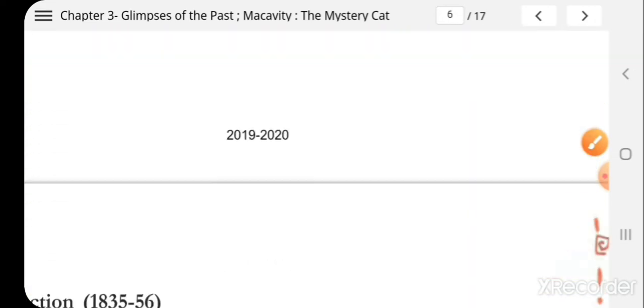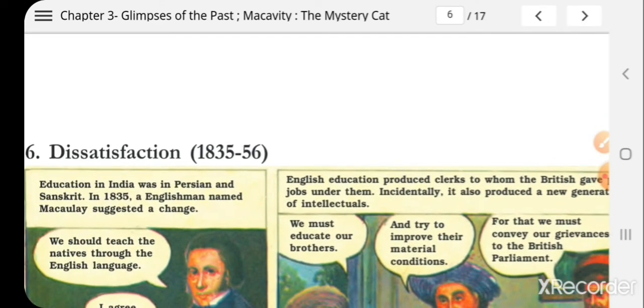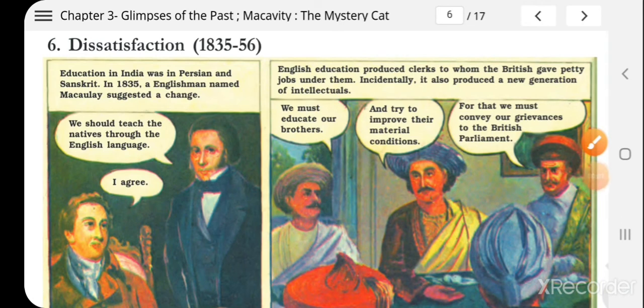आगे देखते हैं. Now it is sixth topic. Now sixth topic, that is dissatisfaction, and time period was 1835 to 1856. So now here we will talk about the education system that time. So education in India was mainly in Persian and Sanskrit.